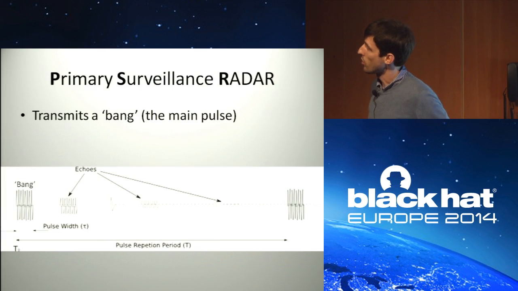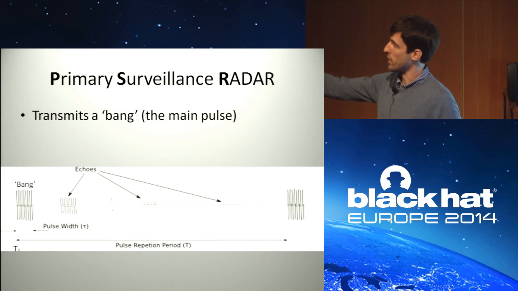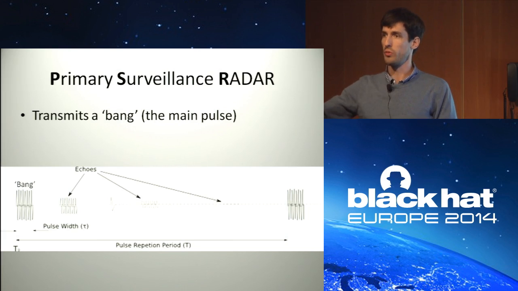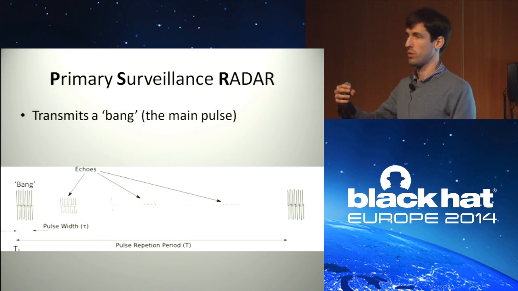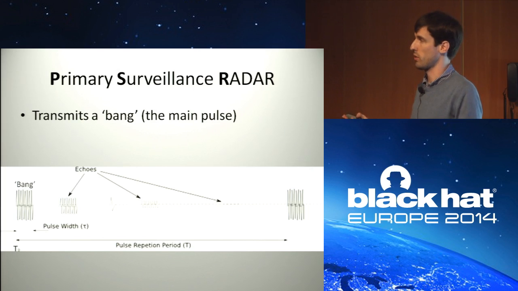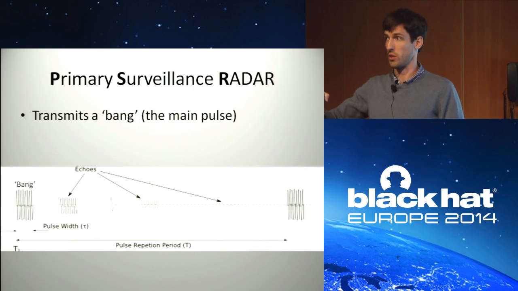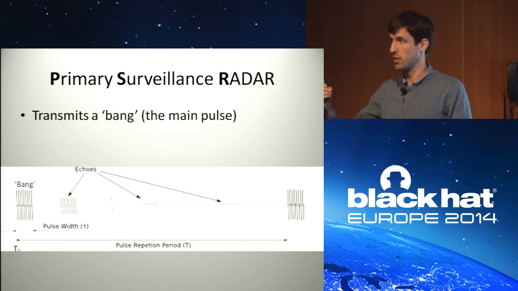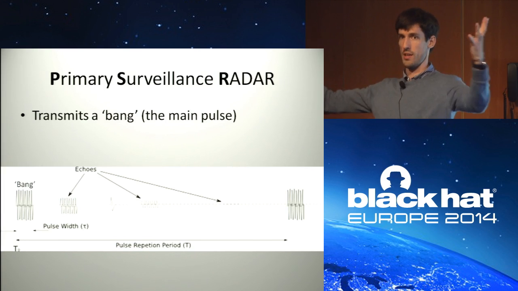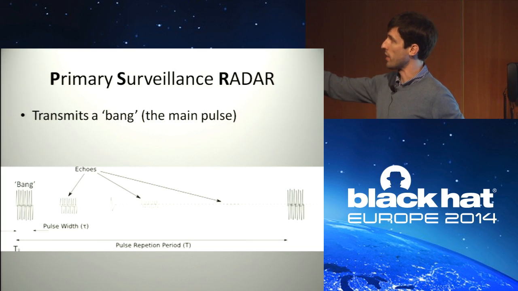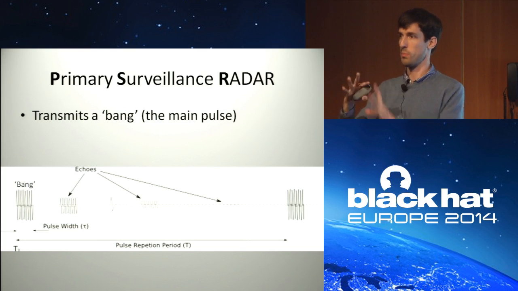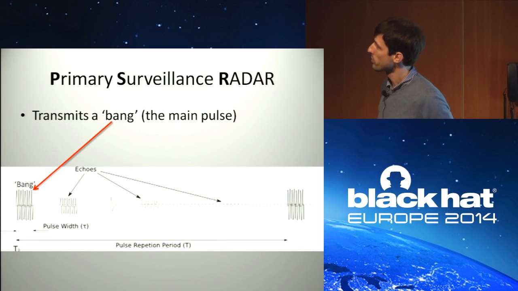And the way it works with the primary system is that it sends out a very strong pulse called the bang, and then that will hopefully be returned off metallic objects like planes, because they have a radar cross section and they will reflect some of that energy, although very, very weak, which is why the antenna is so large, and then it will process that as it spins and build up this radar scope.